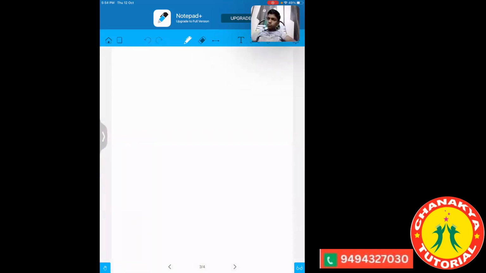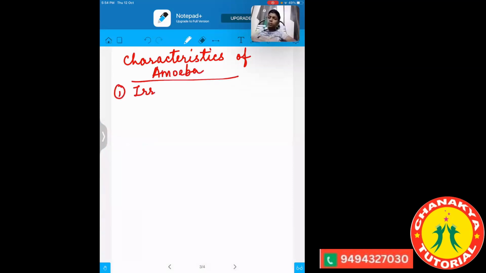Now coming to the characteristics. What are the features of amoeba? The first important thing is that they are irregular in structure, or I can say irregular in shape. So they do not have any fixed shape.